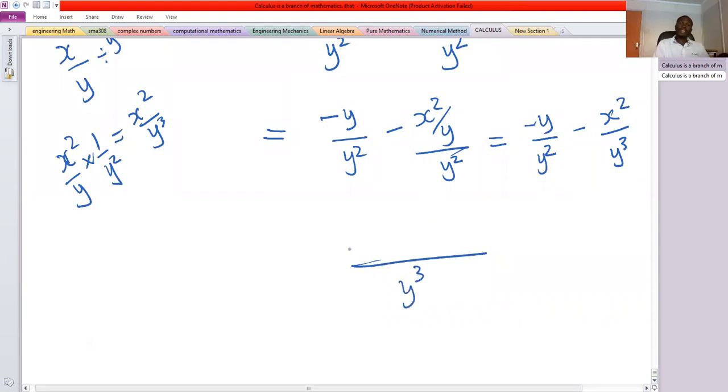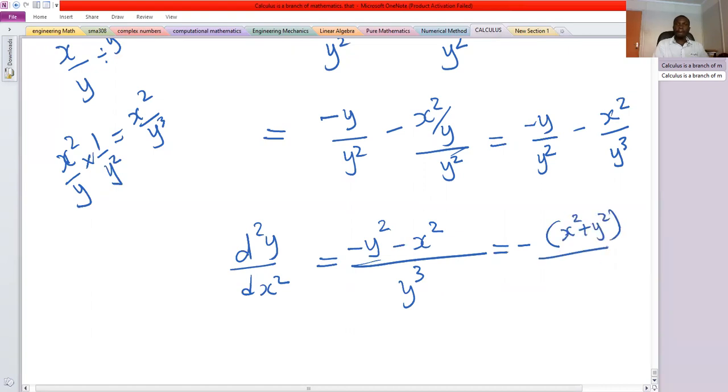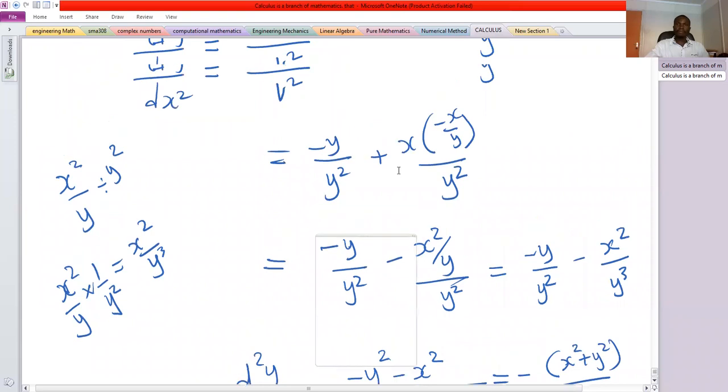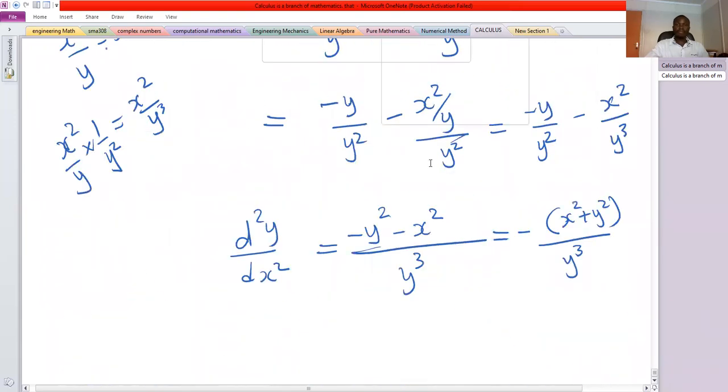So this will be negative y squared minus x squared equals d squared y dx squared, which will give us, can factor out negative and then say x squared plus y squared over y power 3. But from the problem, x squared plus y squared is 25. So write this one as minus 25 over y power 3. So that's how we solve those problems.